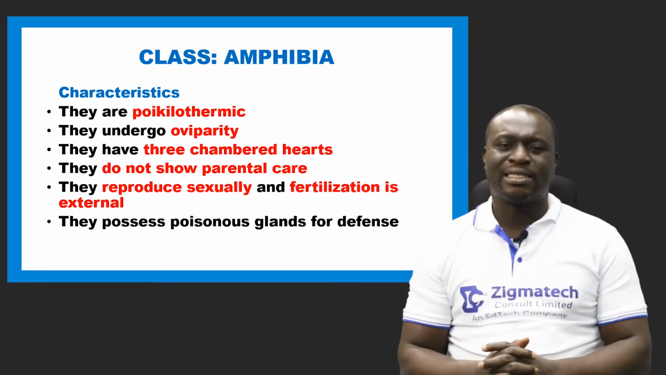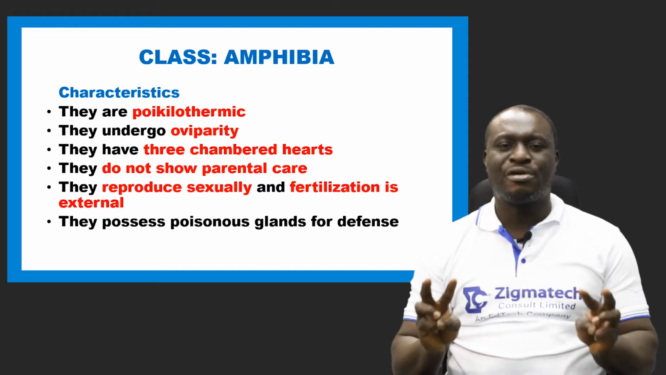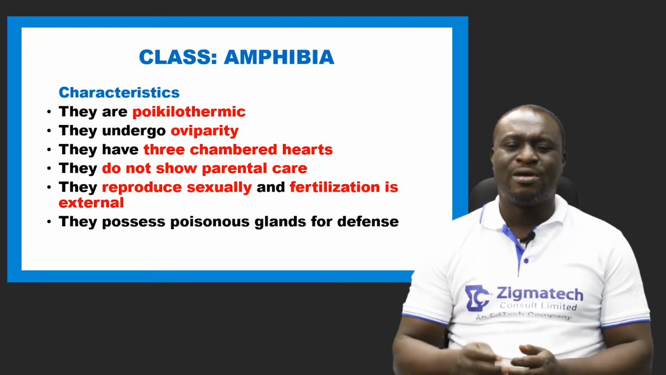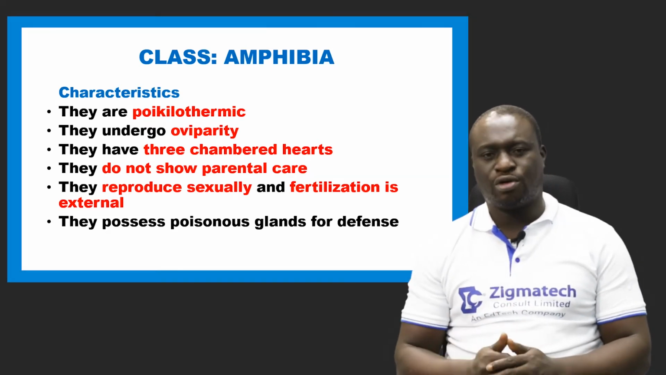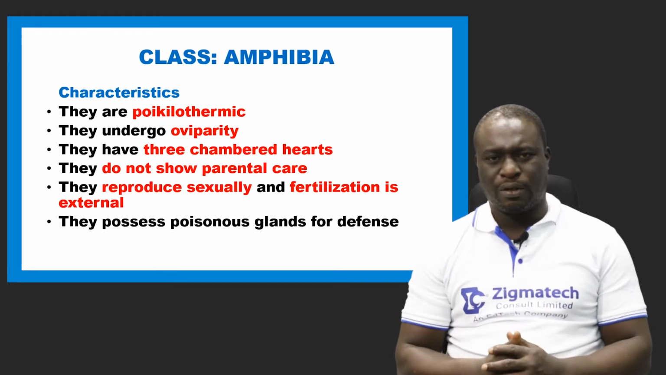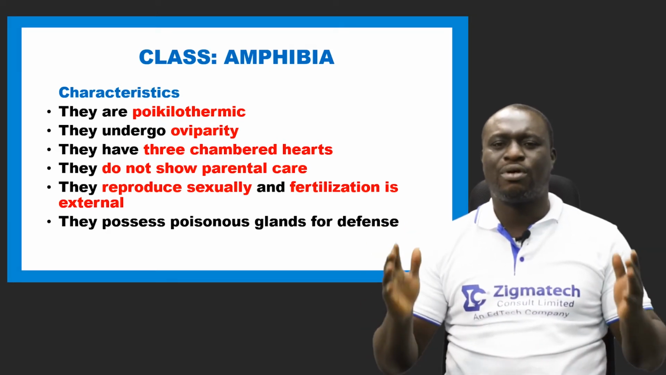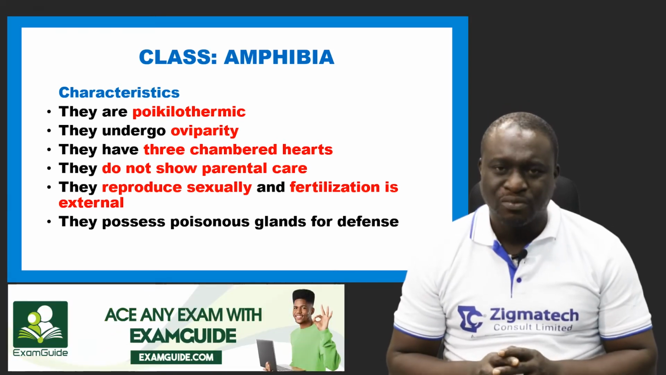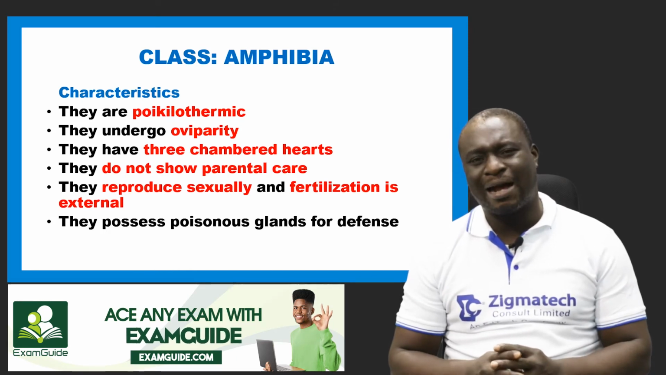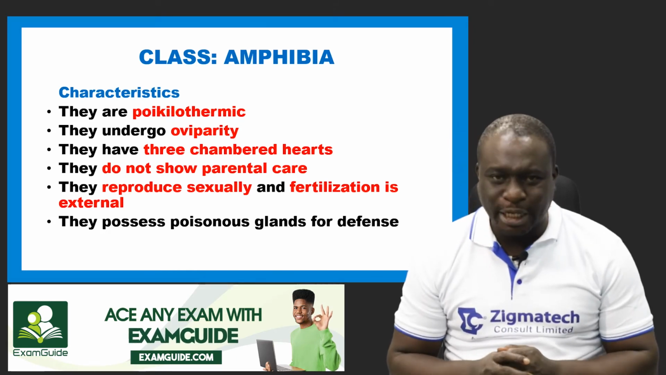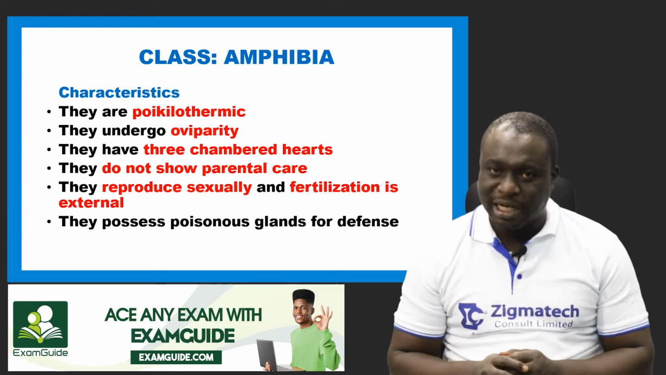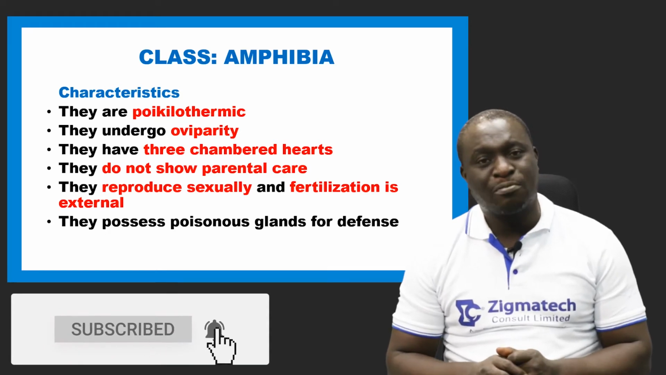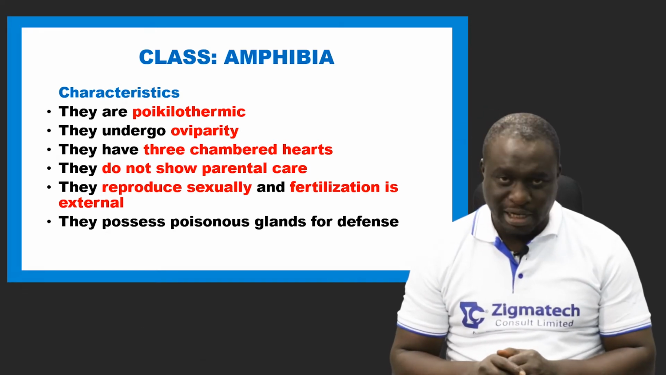Number 3 is that they have what we call 3-chambered hearts. It means that they have a right auricle, right ventricle, and then a left auricle. Okay? So they have 3-chambered hearts. And number 4 is that they do not show parental care. So when they give rise to their young ones, they abandon them. They don't take care of them. Please take note. Where you see amphibia and probably Pisces show parental care is only in cartoons.